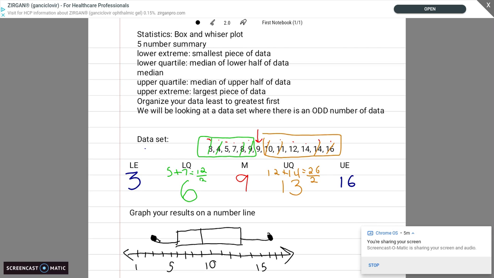So when you look at a box and whisker plot, the 2 dots on the outside are going to represent your lower and upper extreme, and the 3 lines in your box are going to represent the lower quartile, the median, and the upper quartile.